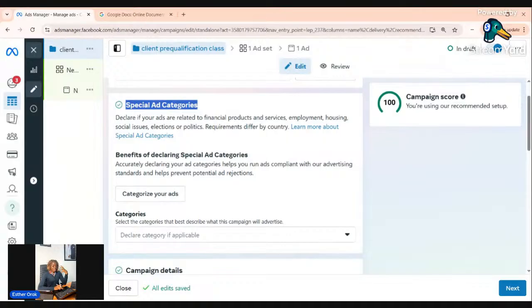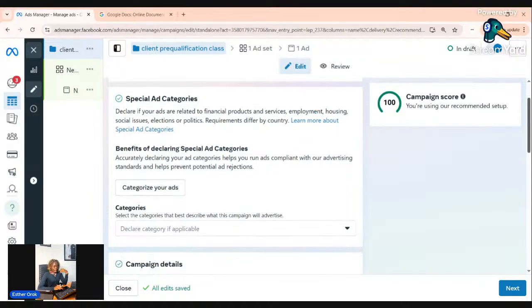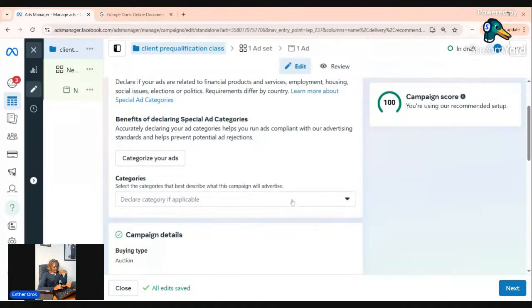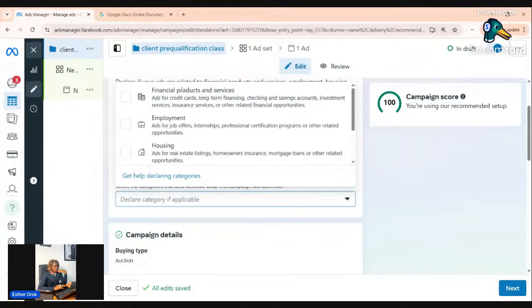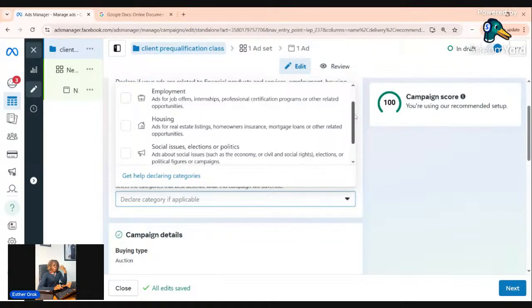I'm going to mention something here about special ads categories. When you are running ads to Nigerians in diaspora, and of course you know that this is real estate ads, I always advise you to declare your ads under special ads category. If you see down here, you will see the word categories. If you click the drop down, you will see financial products and services. This applies to ads for credit cards, long-term financing, accounts, investment services. Then the second option is employment. The third option is housing. That's for ads for real estate listings, homeowners insurance, mortgage, and other opportunities.